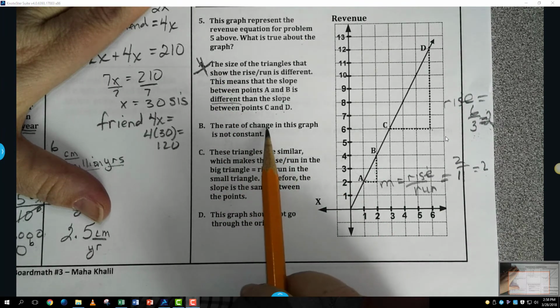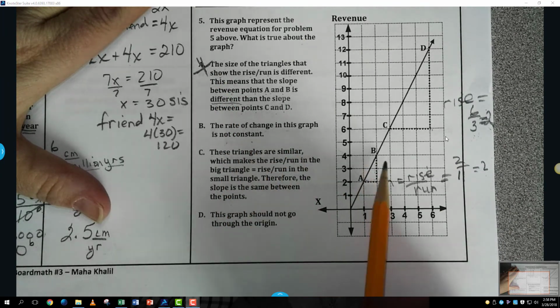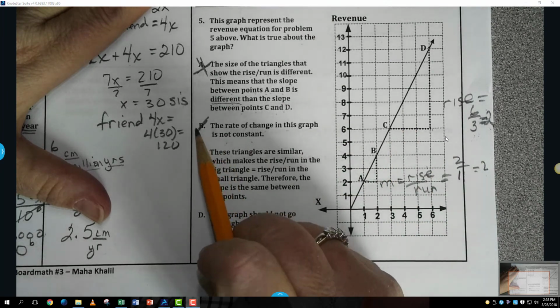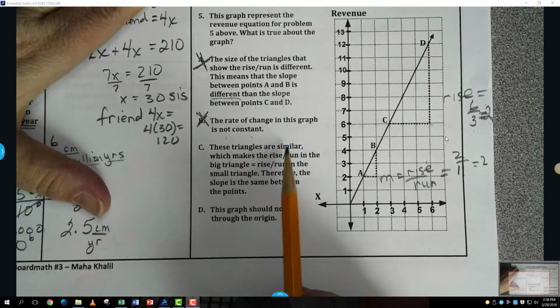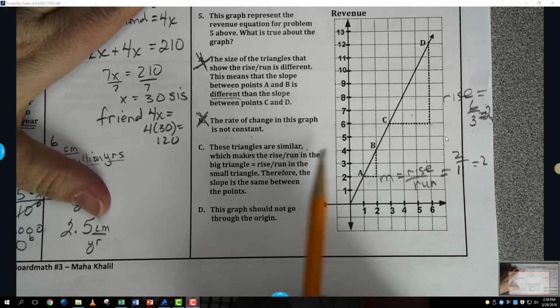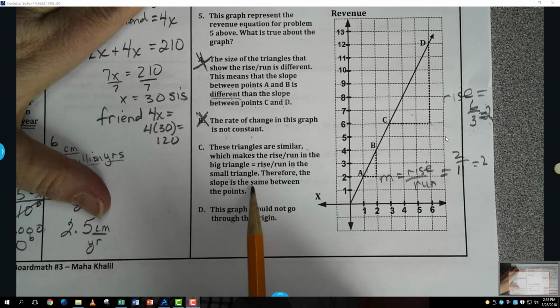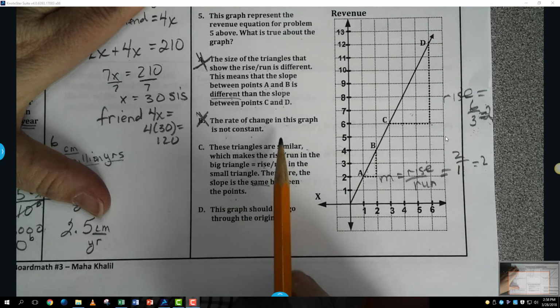The rate of change in this graph is not constant. Well, wait, this is 2 and this is 2, so the rate of change is constant. These triangles are similar, which makes the rise-run in the big triangle equal the rise-run in the small triangle. Therefore, the slope is the same between the points. Oh, that's true.